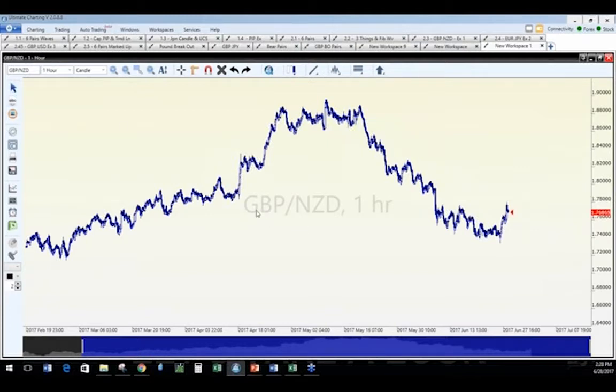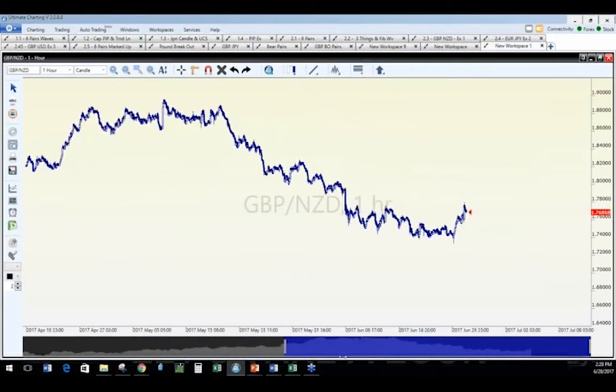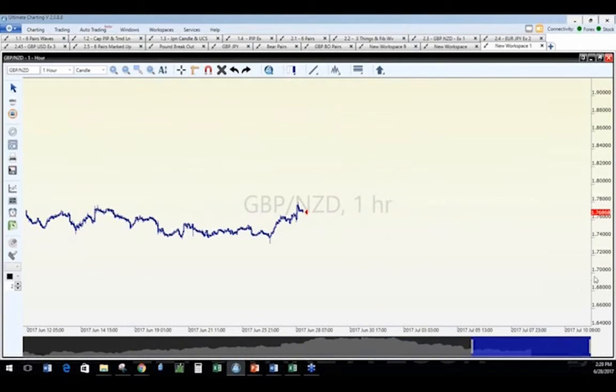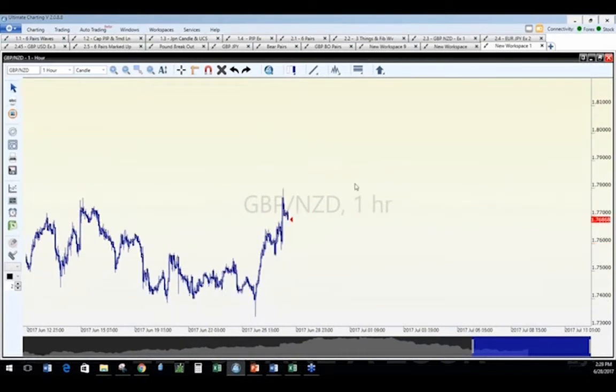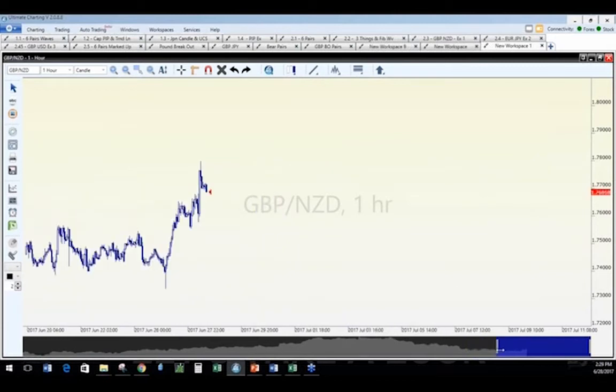Does everybody see in the middle, it says GBP, that's the Great British pound, New Zealand dollar, so this is the pair, and it says it's a 1 hour. And what that means is every single candlestick, every single bar that you're looking at right here represents 1 hour of time.